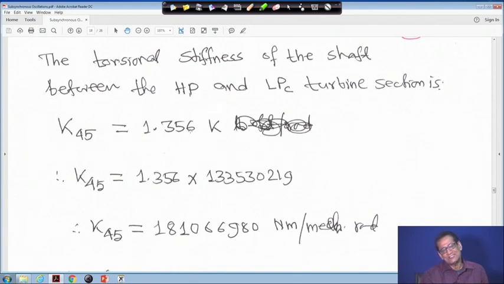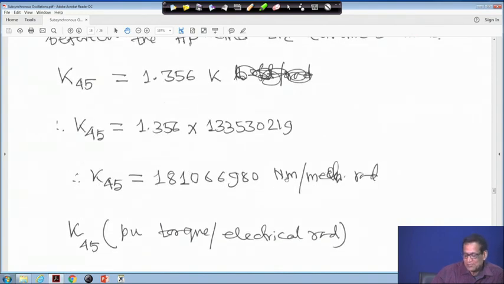Same thing we have done in the synchronous machine chapter, but stiffness was not there. Stiffness was not there, but you follow the same philosophy to change the unit, because it was given in British units, you convert it to MKS, right. So K45 will become this much Newton meter per mechanical radian.